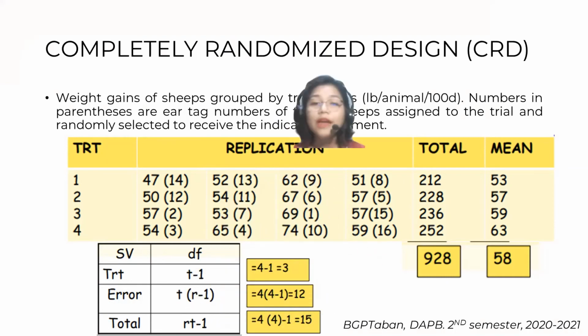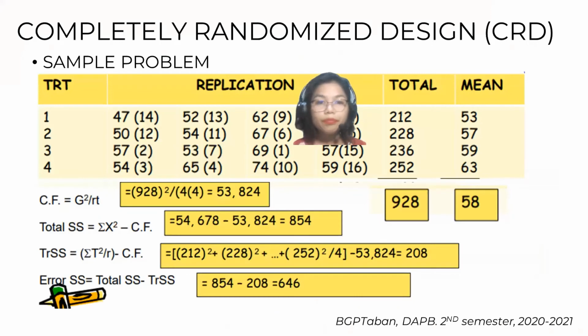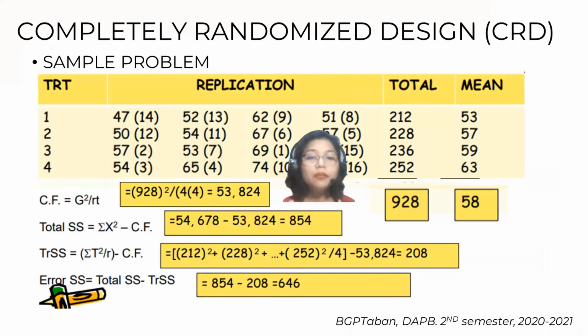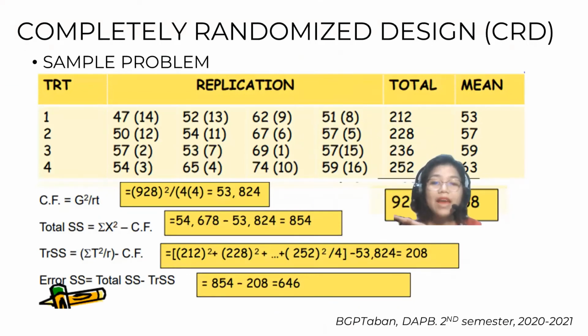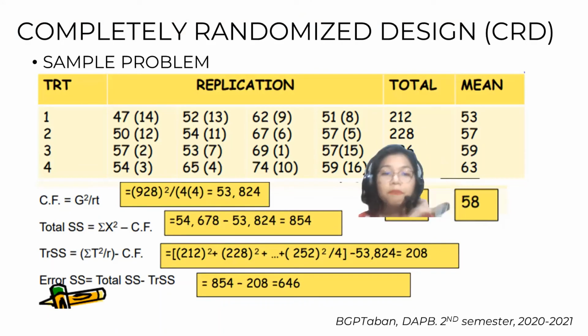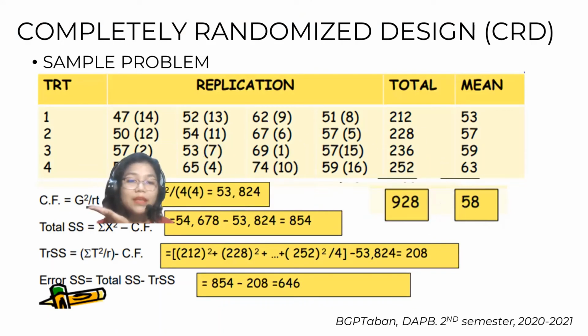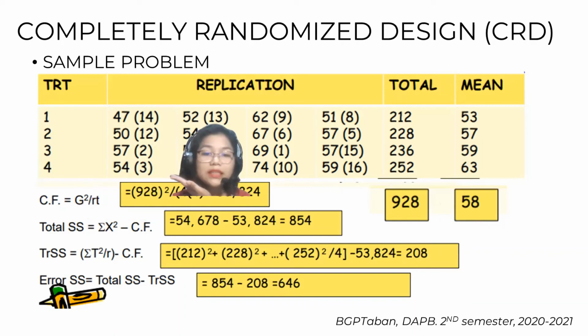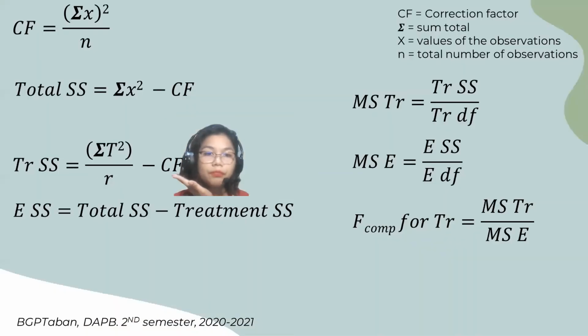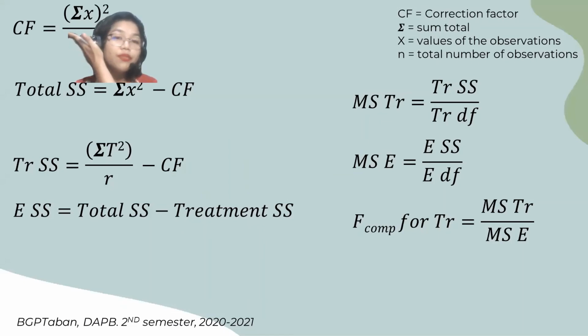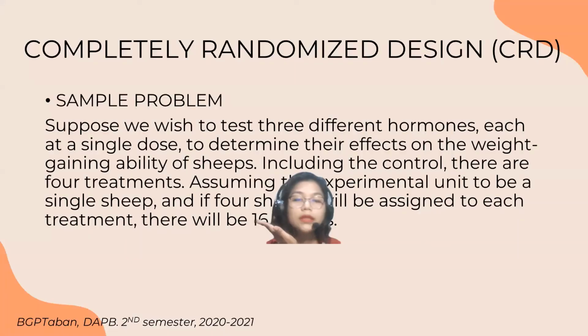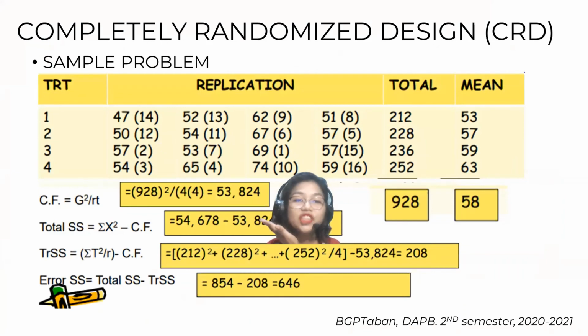So, tapos na po tayong kunin lahat ng ating mga DFs. So, ngayon po, kasi alam na natin yung summation of x, alam na din po natin ang ating mean, we can compute for the CF. G squared po. Ano po ba yung G squared? G squared is just the same with this one. Okay? Summation of x, bali G squared lang po, or in some literatures, ang ginamit po nila ay GT.